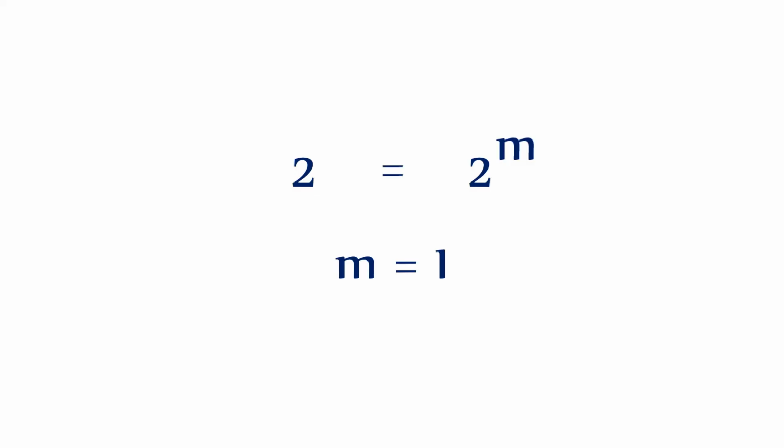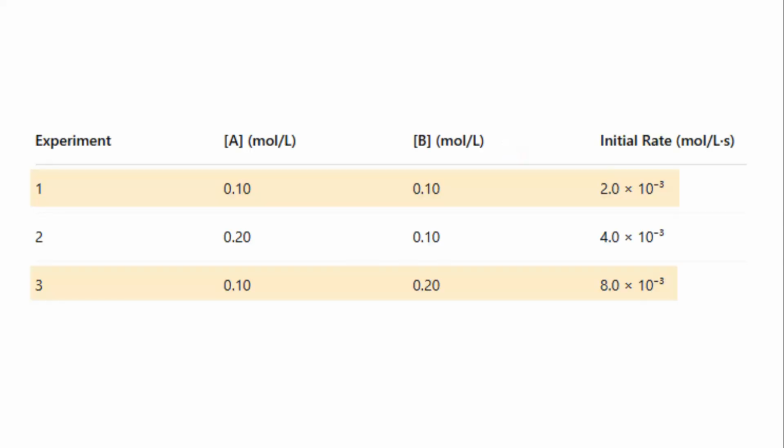Now we need to do the same thing with respect to B. So we're going to choose the two experiments where the concentration of A stays the same. This is experiment 1 and 3. So if we compare these, we see that the concentration of B doubles from 0.1 to 0.2, and the rate increases by a factor of 4, from 2 by 10 to the minus 3 to 8 by 10 to the minus 3. So again, we'll write it down.